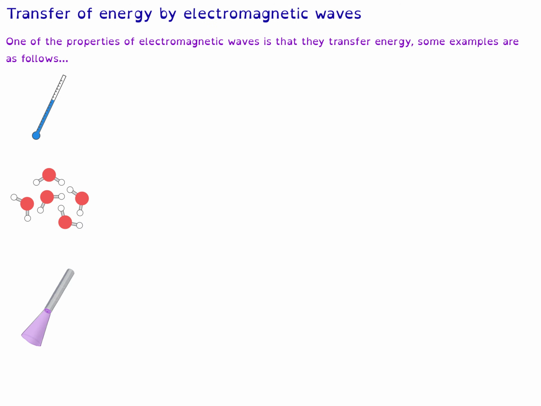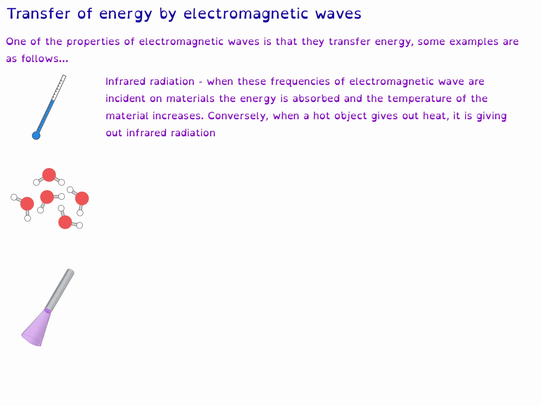One of the properties of electromagnetic waves is that they transfer energy. Some examples are as follows. Infrared radiation. When these frequencies of electromagnetic wave are incident on materials, the energy is absorbed and the temperature of the material increases. Conversely, when a hot object gives out heat, it is giving out infrared radiation.